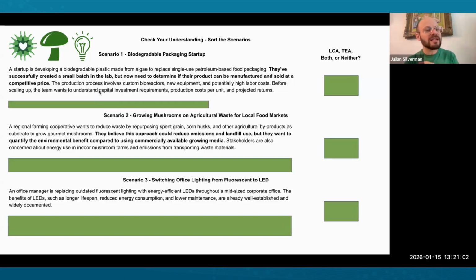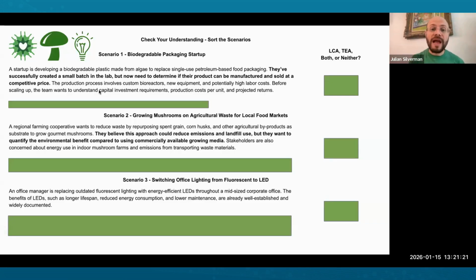I guess what I might add to this first scenario is imagine you're making the same product that's already out on the market. Like a bio-based polylactic acid versus a petroleum-based polylactic acid. So imagine that the end product has the same properties.